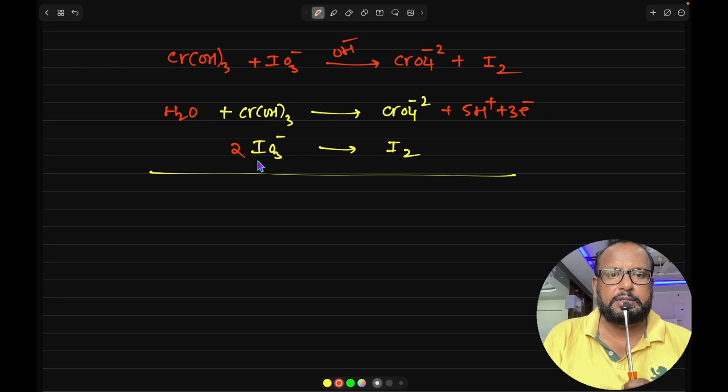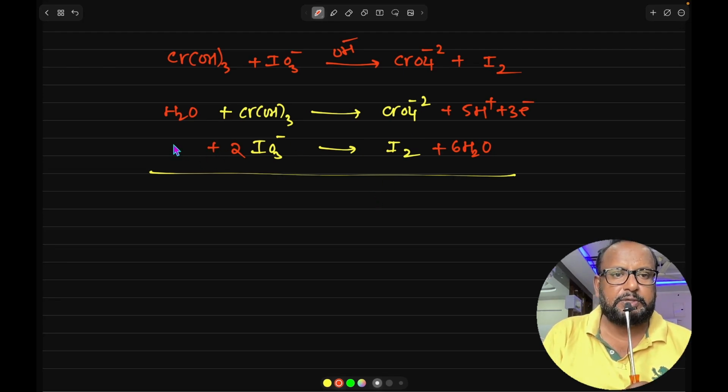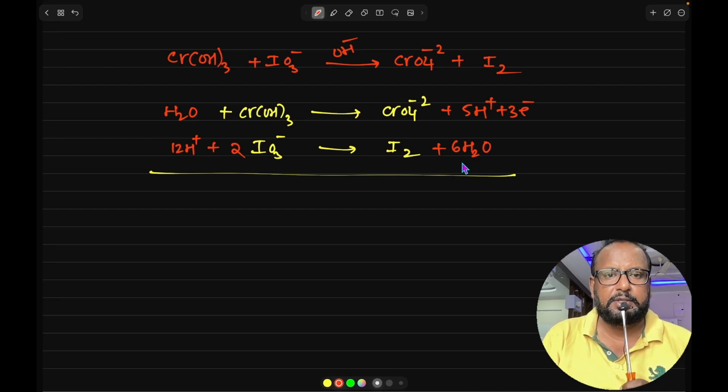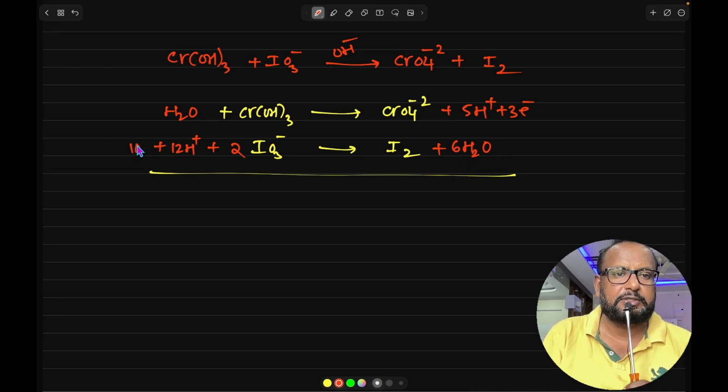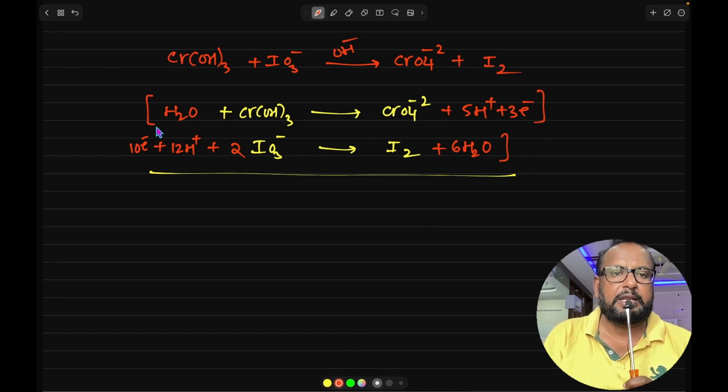So I got 6 oxygens, so it makes me add 6 H2O here. Here I'm going to add 12 H plus ions to balance hydrogens. Now we'll go for charges. Charges are 0. Here I'll take 10 electrons, because 10 negatives, 2 negatives, 12 negatives, 12 positives, 0 on both sides. Now we'll merge both the reactions. While adding, we'll make sure the number of electrons are equal.